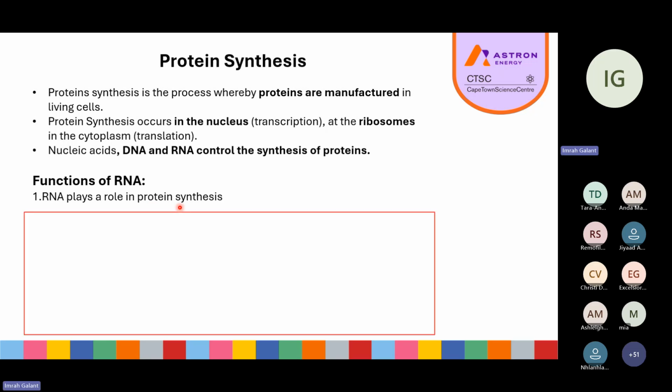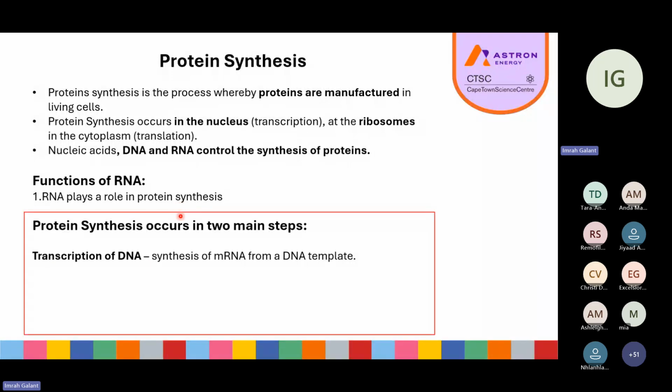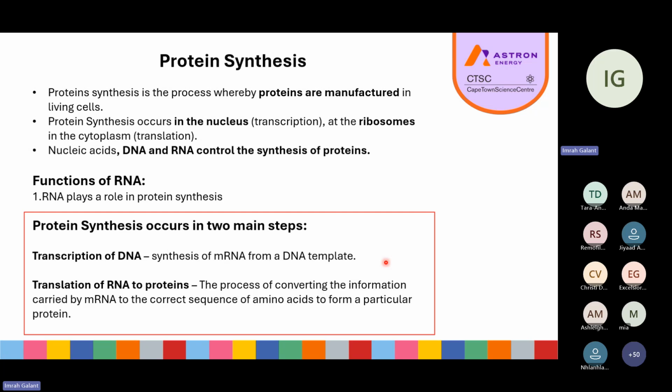Okay, so protein synthesis, we know, occurs in 2 main steps. First one, transcription of DNA, the synthesis of mRNA from a DNA template. So remember, transcription occurs in the nucleus. Then we have translation of RNA to proteins. This is the process of converting the information carried by the mRNA to the correct sequence of amino acids to form a particular protein.